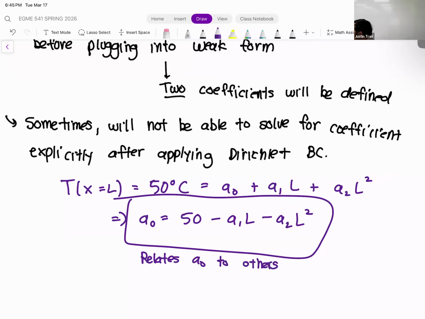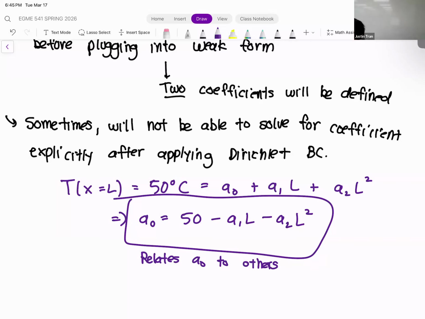And so even though we don't have an explicit expression for it, we can essentially say that this coefficient is solved, okay? So we no longer have 3 coefficients to solve for, we just have 2, right? Because if we solve for the value for A1 and A2, then that gives us the value for A0 as well, okay? So sometimes you'll get a situation like this, and so don't panic, it's fine. Eventually you'll solve for it once you solve for the rest of the coefficients, okay?